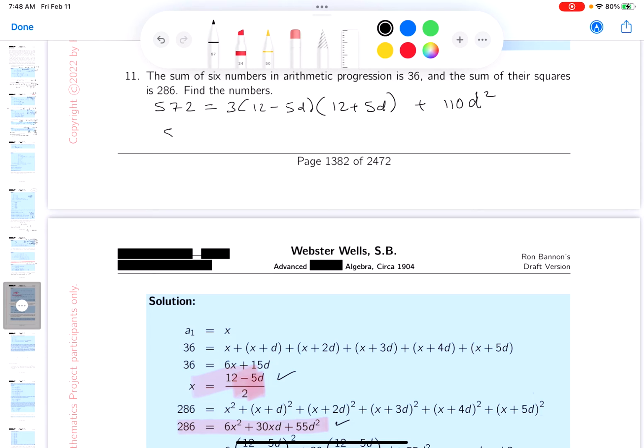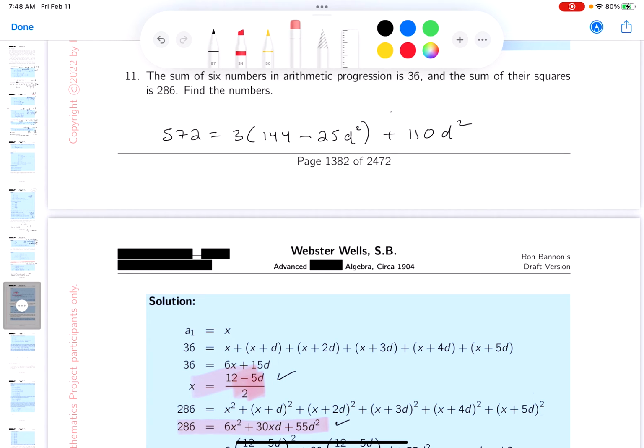So 572, and this would be 3 times, well, that's going to be difference of perfect squares. So 144 minus 25D squared plus 1110D squared. Well, I still have to go forward, and forward to me would be, I guess I got to distribute something. Well, let's go for that. And again, I'm moving forward.